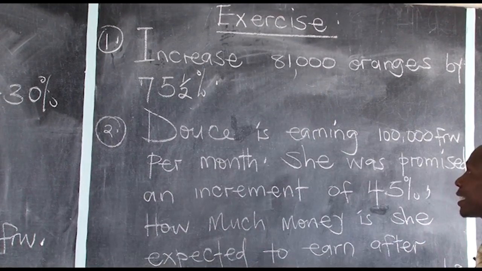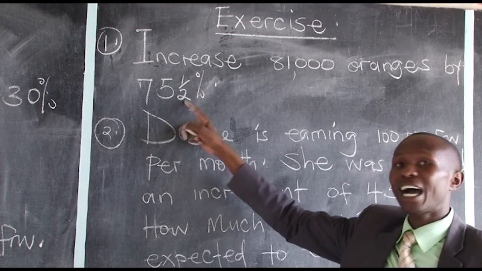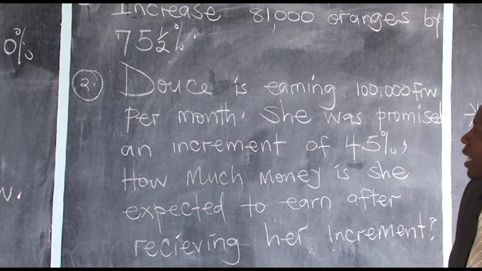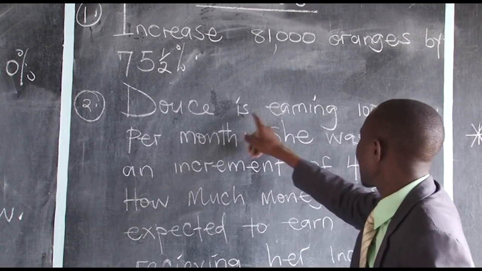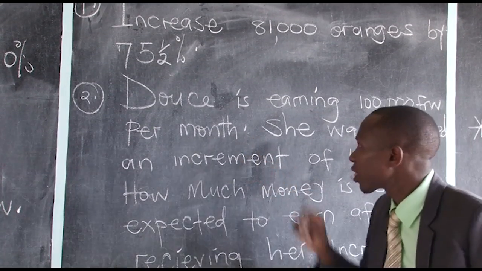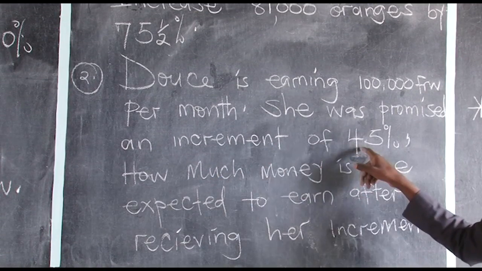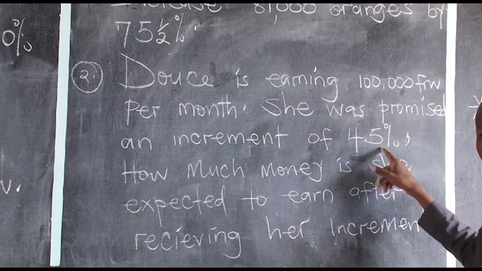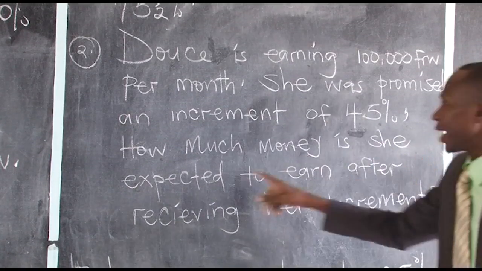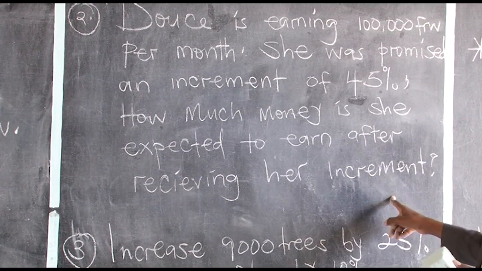Question one says, increase 81,000 oranges by 1.5%. Then from there, question number two says, Duse is earning 100,000 francs per month. She was promised an increment of 45%. How much money is she expected to earn after receiving her increment?